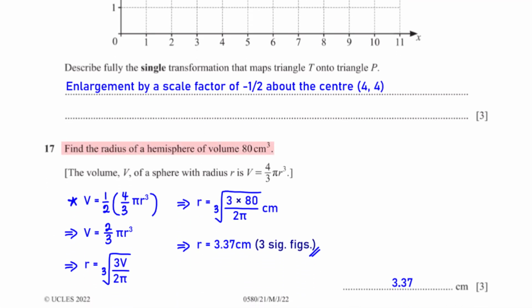Find the radius of a hemisphere of volume 80 centimeters cubed. The volume of a hemisphere is half of 4 over 3 pi r cubed. Half times 4 over 3 is 2 over 3. When we make r the subject, this is what we get. We've been given the volume of the hemisphere to be 80 centimeters cubed. When we type this into the calculator, we get 3.37 centimeters rounded to 3 significant figures.